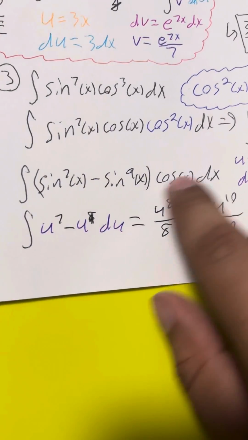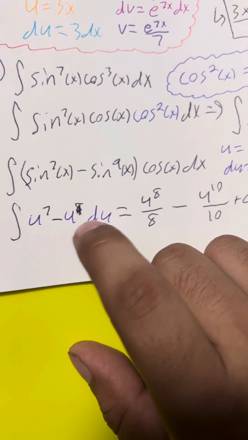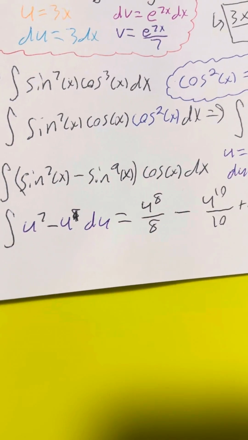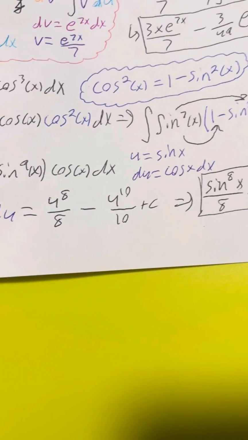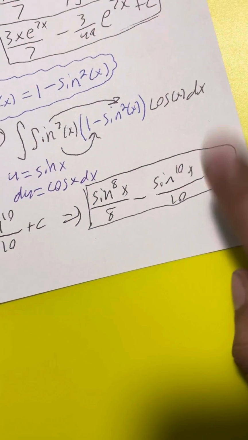And so I ended up having to integrate u to the power of 7 minus u to the power of 9 with respect to u. And I ended up getting that, and plugging in my u, I got this equation plus c.